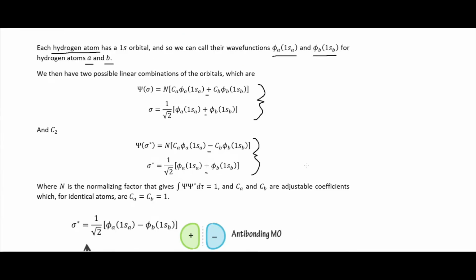The N here is a normalization factor, and I'll talk about that more in future videos when I dig deeper into this idea of linear combinations of atomic orbitals, in particular the symmetry adapted linear combinations and things like that. But that will be a future video. For now, just know that there is a normalization factor there.